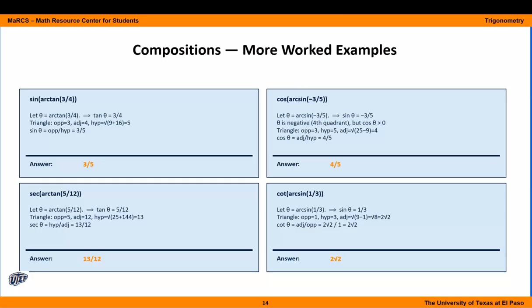Same process here. Define theta, build the triangle, find missing sides, and evaluate. One important detail, pay attention to the sign. For example, if theta is in a range where sine is negative, that tells you which quadrant you're in and which signs to use.